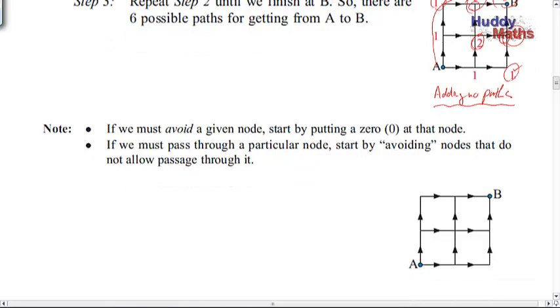Let's come down here and look at the note from the book. I've added a little diagram here. If we must avoid a given node, start by putting a 0 at that node. And if we must pass through a particular node, start by avoiding nodes that do not allow passage through it. So let's say we have to go through here. We want to drop off some food or something to somebody, or just see friends. So we would not use this node, and we probably wouldn't use this node. What would we do? We'd go to here, and to here as before.